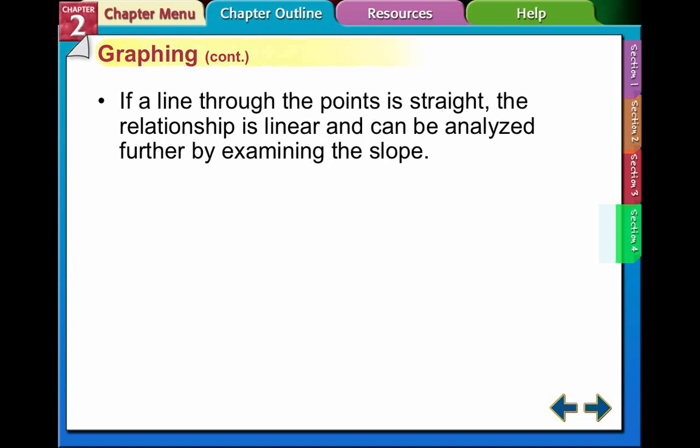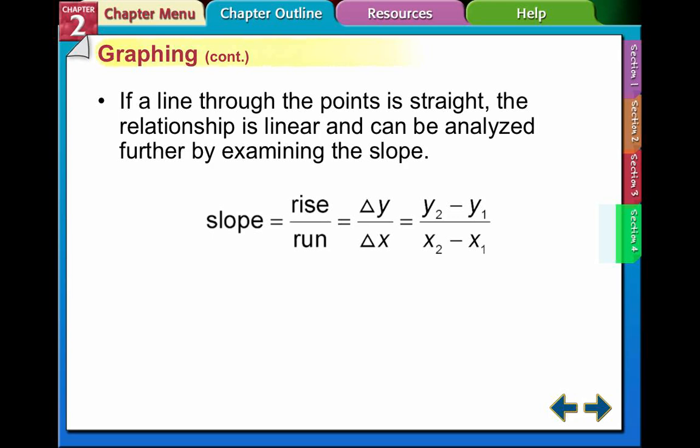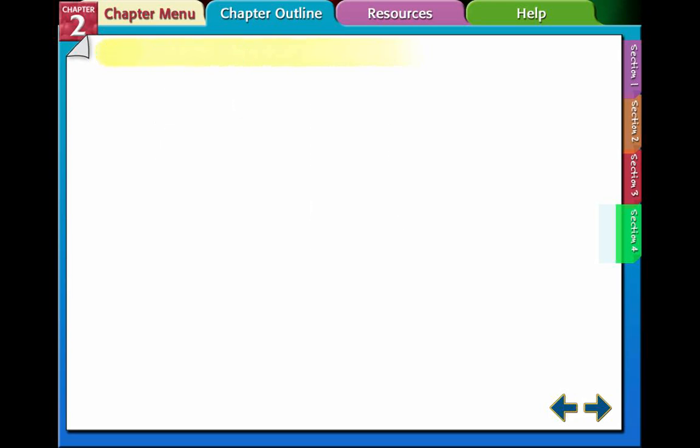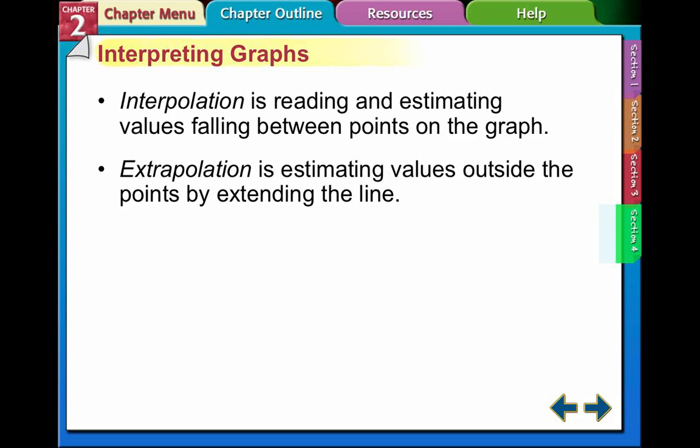If a line through the points is straight, it is considered linear, and then you can calculate the slope of that line, the rise over the run, or the change in y over the change in x. Interpolation is reading and estimating values that fall between the points on the graph. Extrapolation is estimating values outside the points and extending the line.